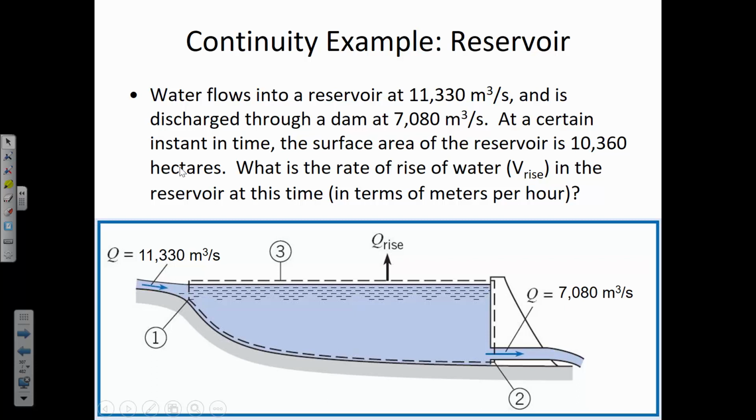We're saying the surface area of this reservoir at this instant of time is 10,360 hectares. So that means 10,360 times 100 times 100 if you wanted the surface area in terms of square meters. You're going to need that in order to find the rate of the rise of water. How quickly is the water level going up in terms of meters per hour? You've got some units conversion there, some time conversion, and then also applying the continuity relationship. Remember that the accumulation is the difference between in and out.